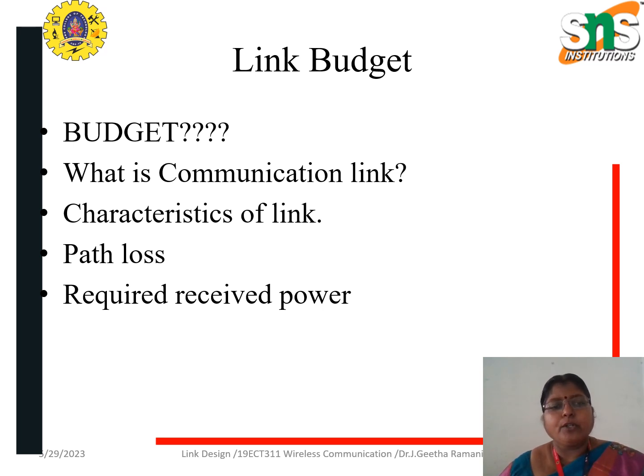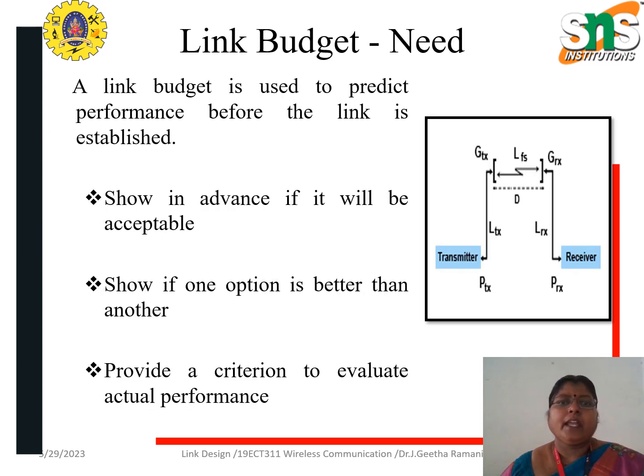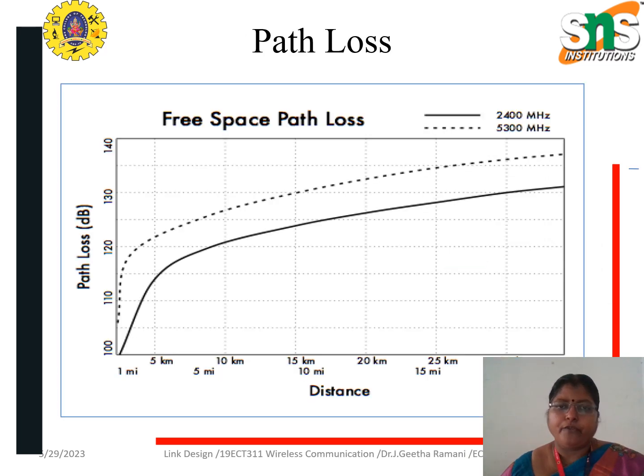Depending on the value of the path loss, we are going to calculate the required received power. So the link budget is mainly used to predict the performance of the link before it is established. Because we have to know in advance if it will be acceptable or not. And if one option is better than another, we can analyze what type of link we could establish so that it will give good results. And also it provides a criterion to evaluate the actual performance.